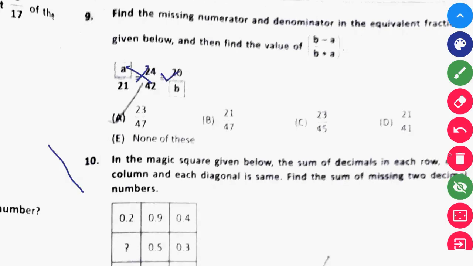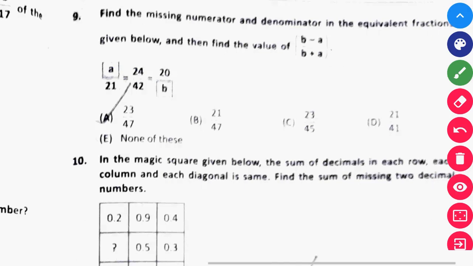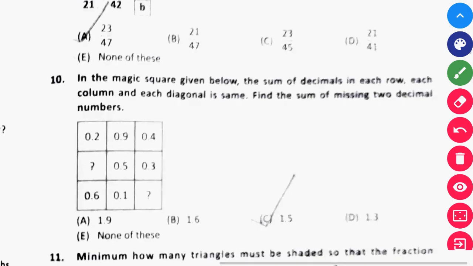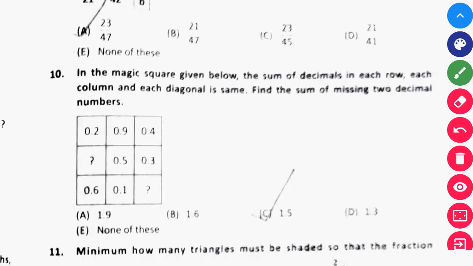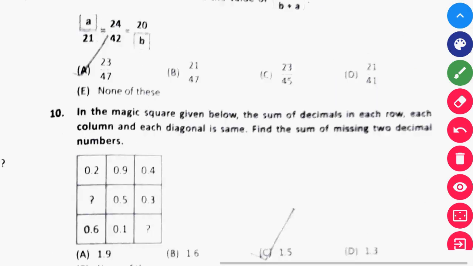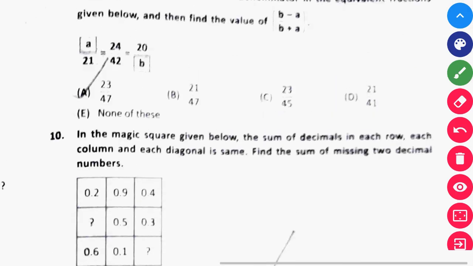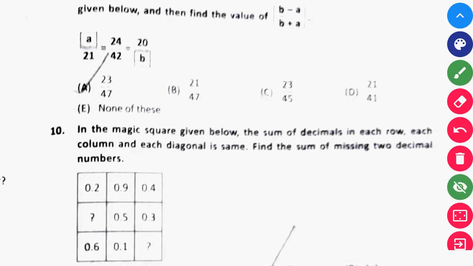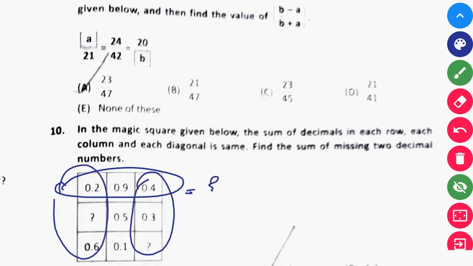Now in the magic square given below, the sum of decimals in each row and each column and each diagonal is the same. Now find the sum of the missing two decimal numbers. Now see what it means. If we add these three, whatever value we get is the same as this, is the same as this, is the same as this.